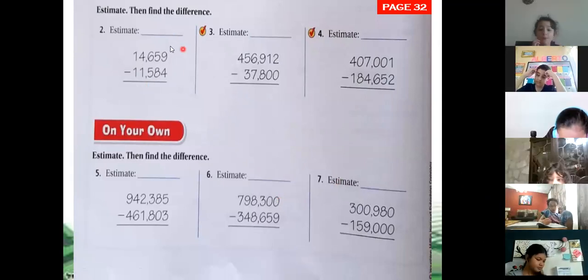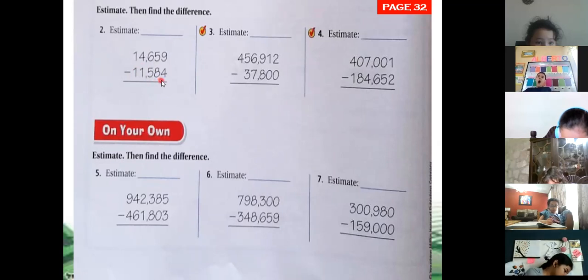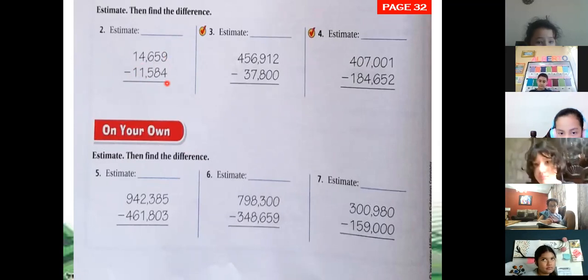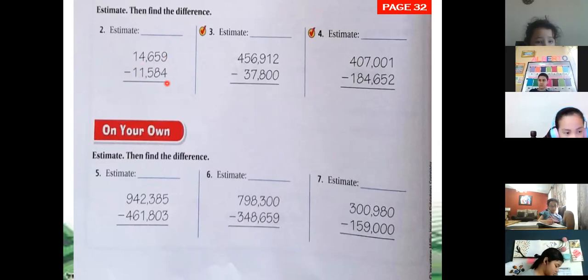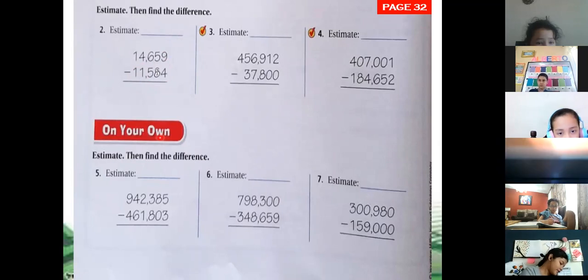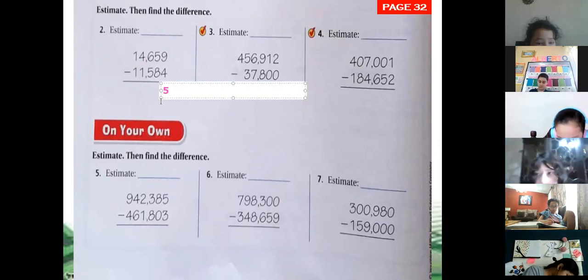What we're going to do is subtract 14,659 minus 11,584. Which numbers are we going to start with first? We're going to start with the ones. 9 minus 4. Can we subtract 9 minus 4? Yes. What's the answer? 5. That's right. So we write number 5.